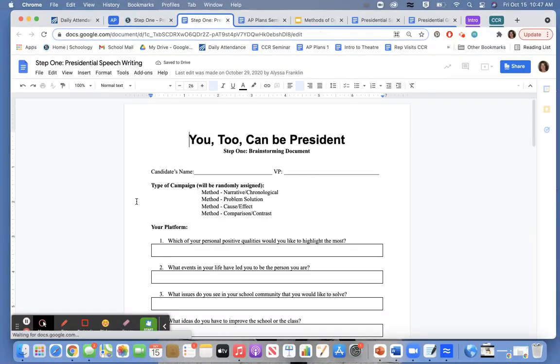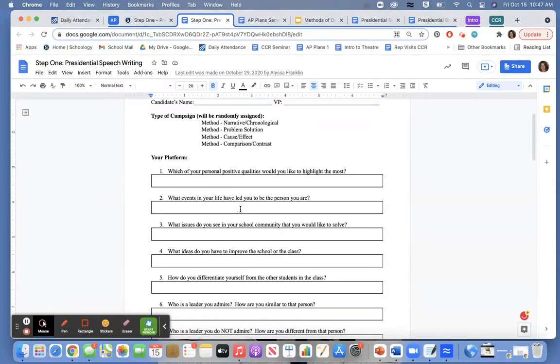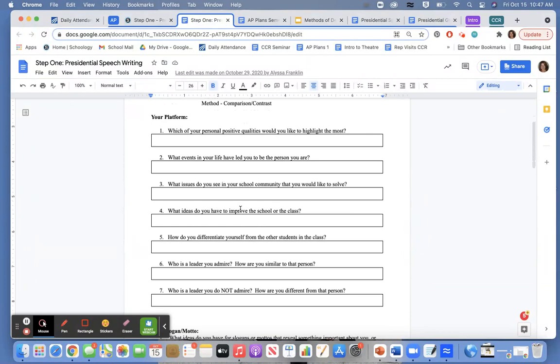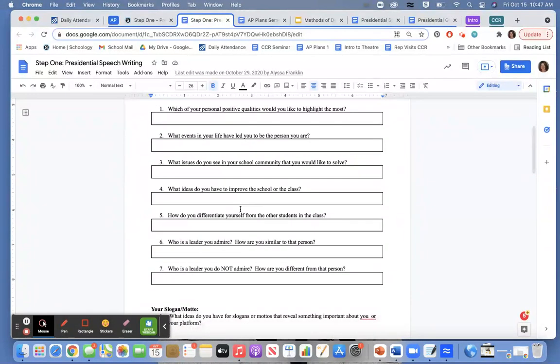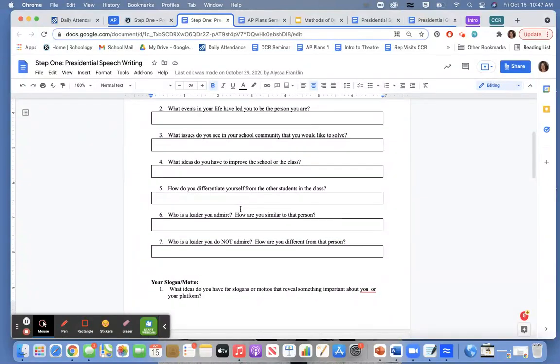So if you look at this document, what qualities would you like to highlight? What events led you to the person you are? What issues do you see? What ideas do you have to improve the school or AP Lang and Comp? How do you differentiate yourself from other students in the class?